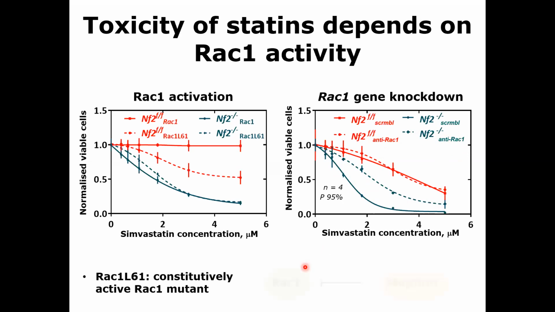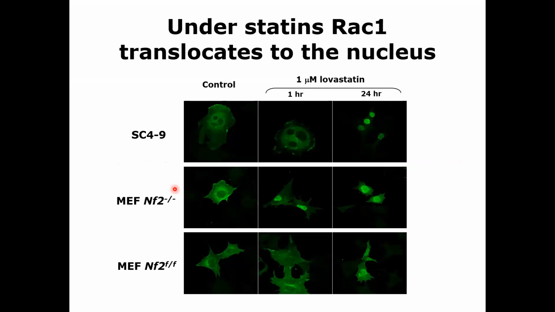And we need to remember that RAC1 is inhibited by Merlin. So in NF2 deficient cells, RAC1 is actually active. And that might be the reason why they are sensitive to statins. So we found out that the gain of activity of RAC1 in NF2 deficient cells, and probably disanchoring RAC1 from the cell membrane, caused cell death.